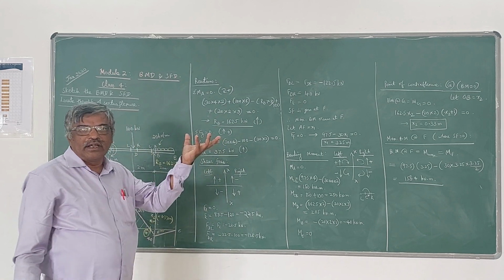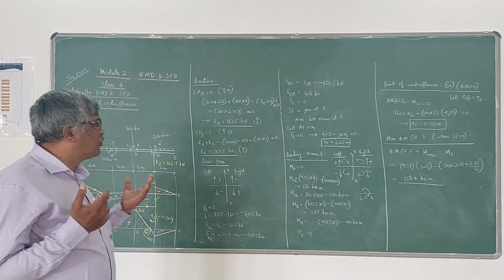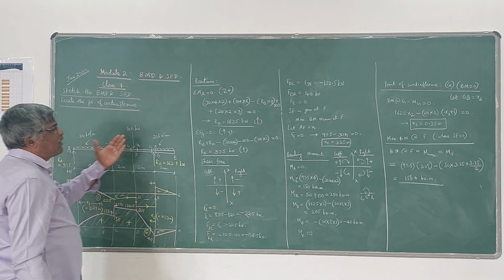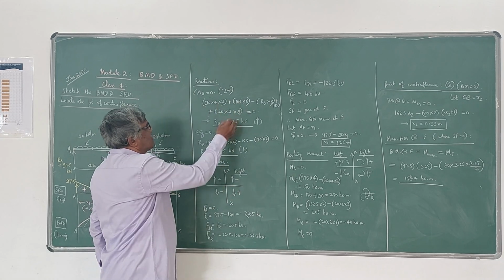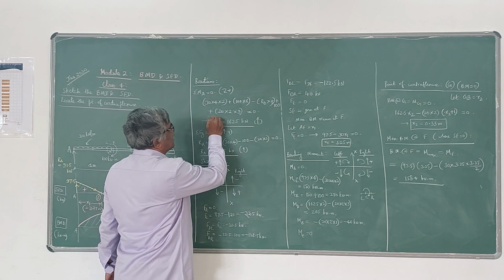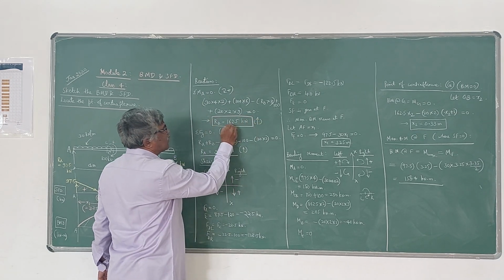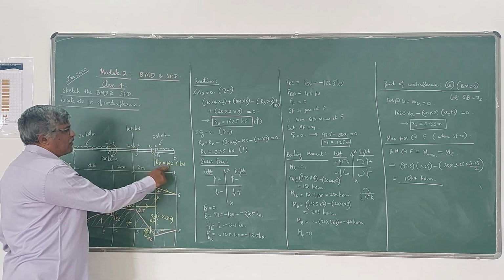So what we have done is, we have written the algebraic sum of the moments of all the forces about the point and we have equated to 0. This is the moment equilibrium equation. If you solve this, you will get RB as 162.5 kN. We are getting a positive value. That means the assumed direction of RB is correct, it is upwards. So this is what we have got.